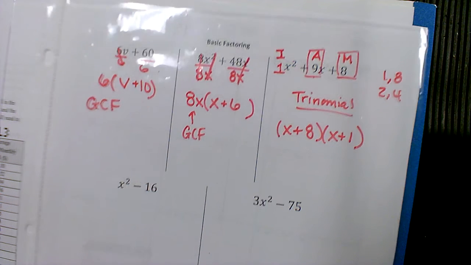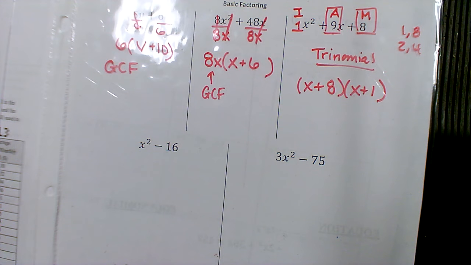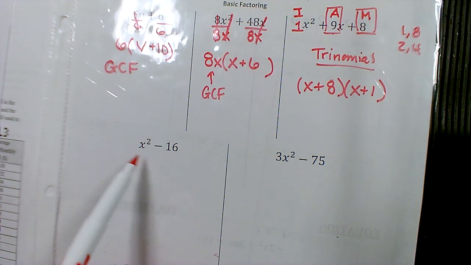All right. What about the next one, x squared minus 16? Notice how this one has 2 terms, kind of like the first 2 examples we had, but there is not a GCF that we can pull out. What do you think, Tori?